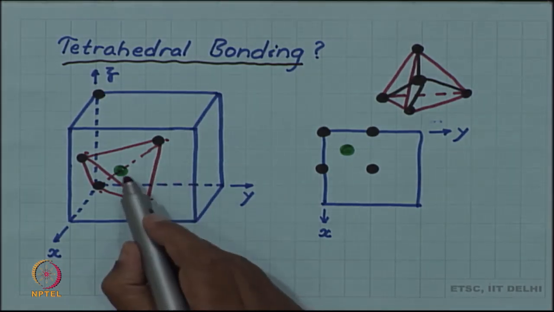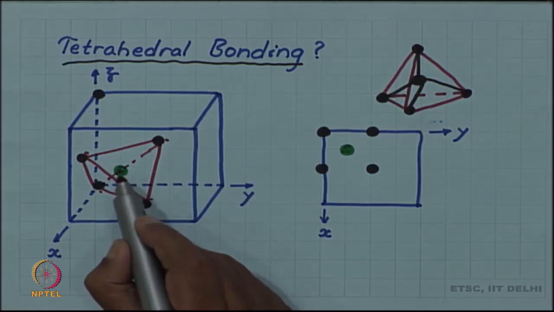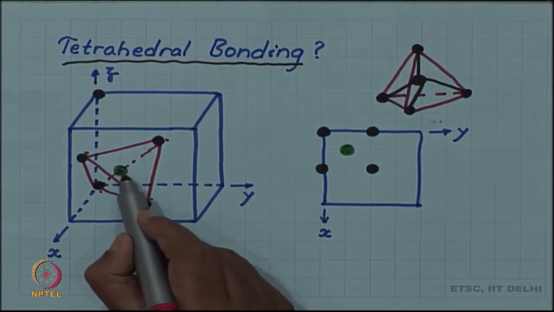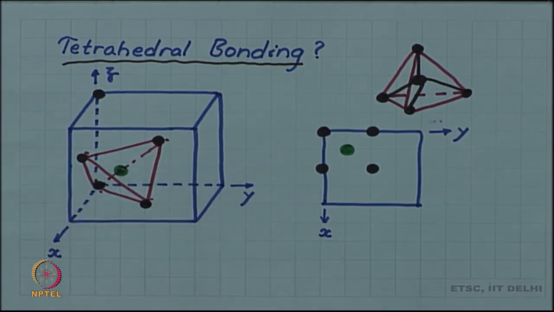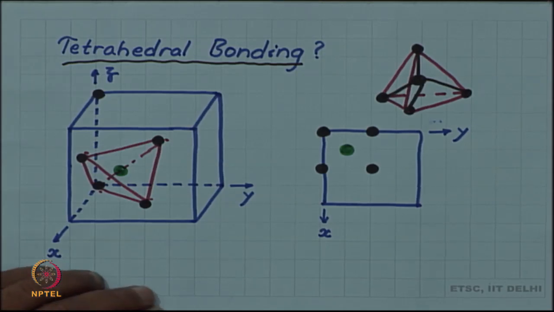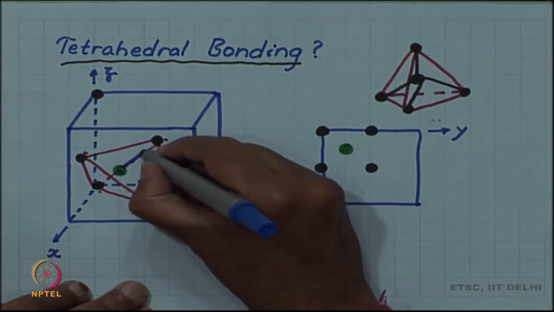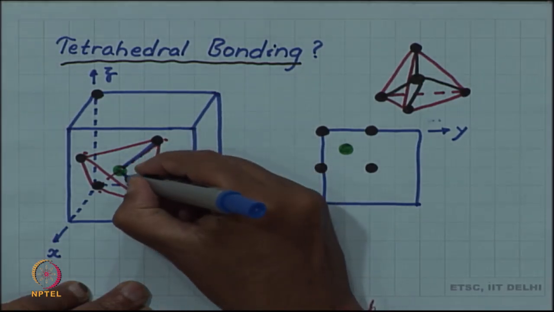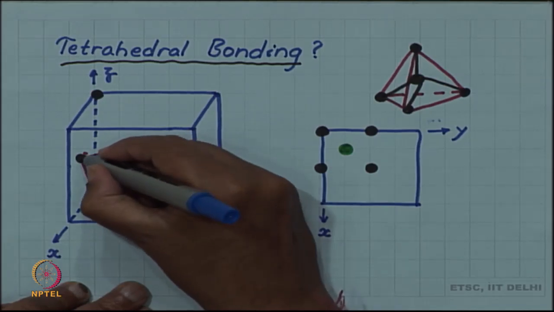And then this 1/4, 1/4, 1/4 atom on the body diagonal, you can show is exactly the centroid of this tetrahedron. So, this is where this green atom, the one sitting on the body diagonal, then forms a tetrahedral bonding with all the 4 neighboring carbon atoms.